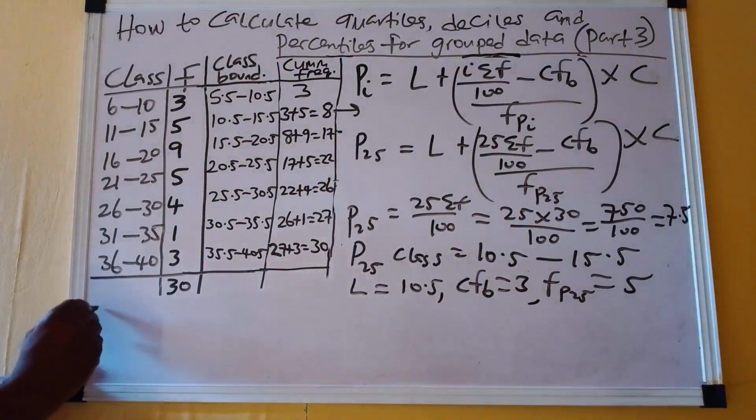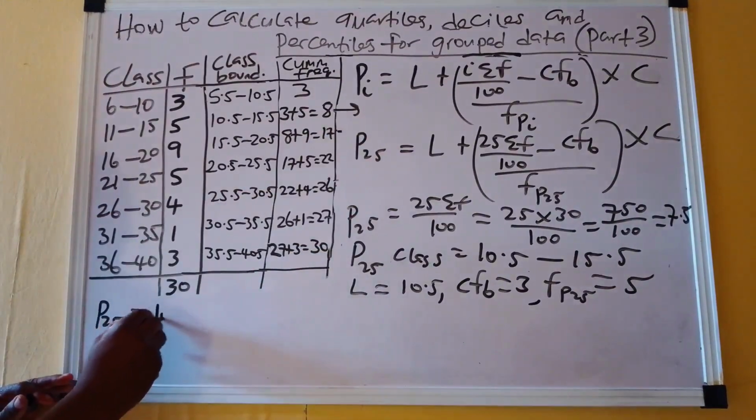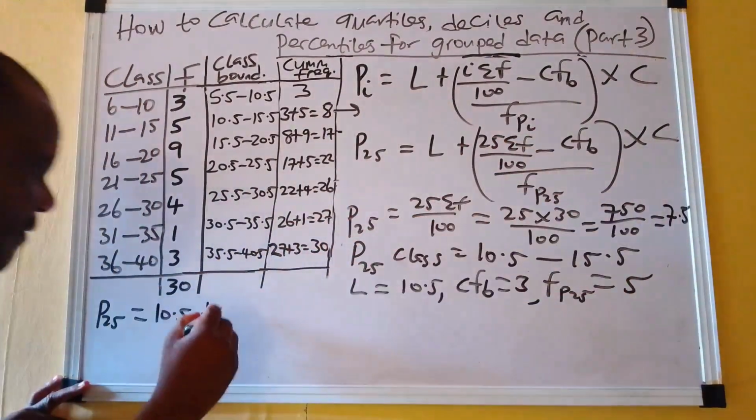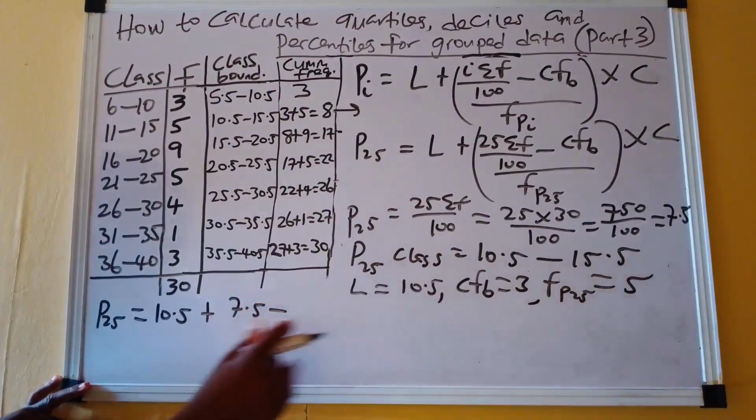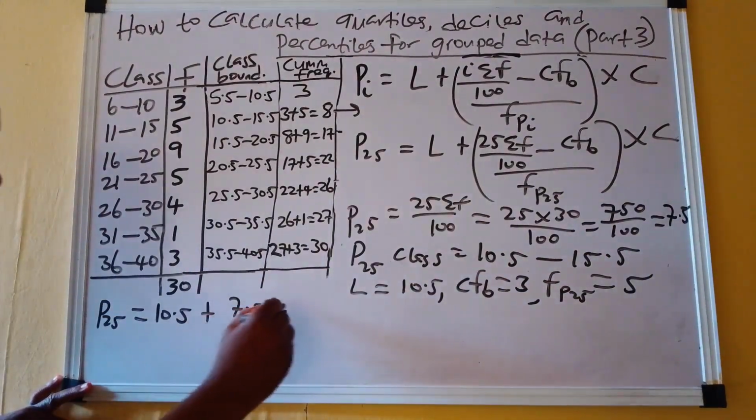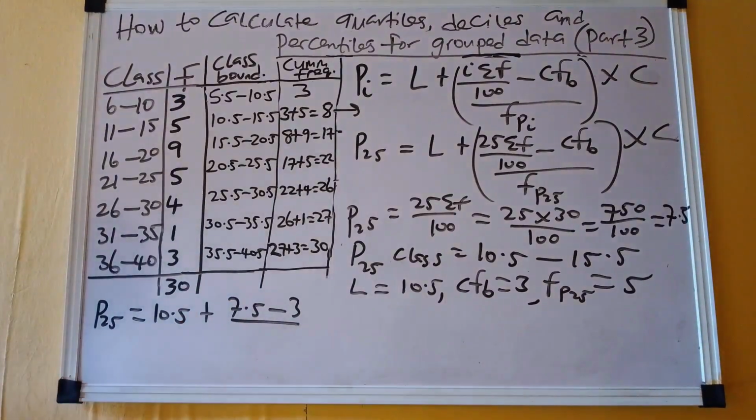You can see we have brought out all the things that we need to calculate that. Now we can go ahead to calculate our P25. It's now equal to L, which is 10.5, plus 25 summation F over 100, which is 7.5, minus the cumulative frequency before that class, which is 3, all over the frequency of that particular class, which is 5.